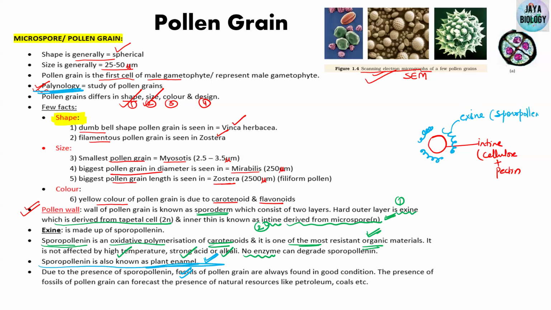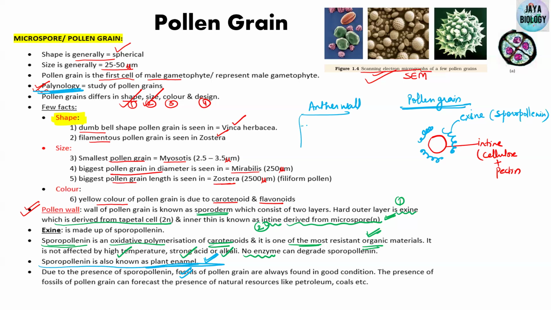So please don't confuse yourself. Please learn anther wall are four: epidermis, endothecium, middle layer, and tapetum. And these are pollen grain wall. Is it clear? So pollen grain wall are these two. And you remember anther wall were four.